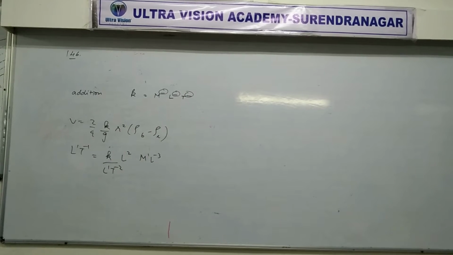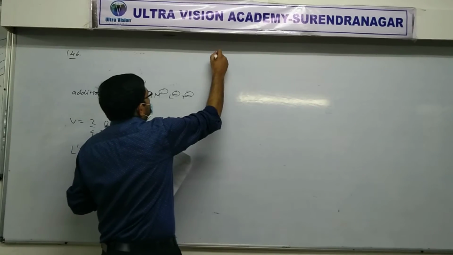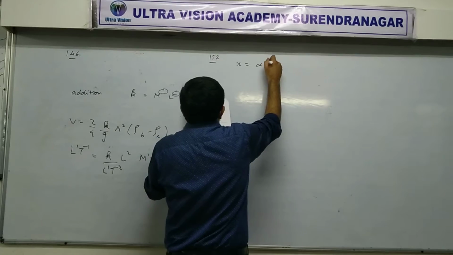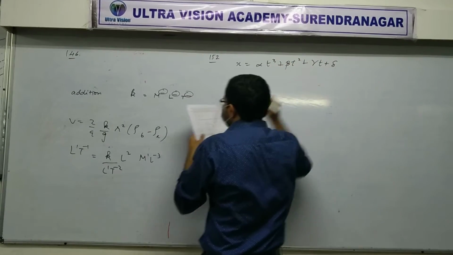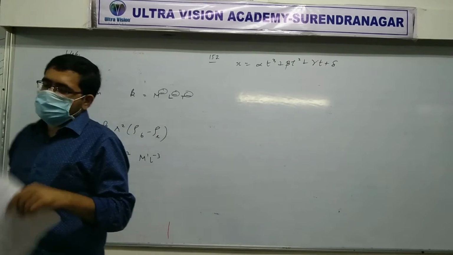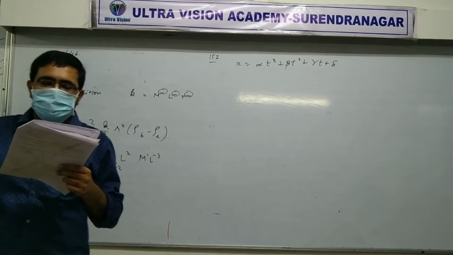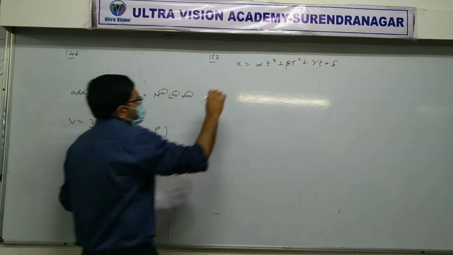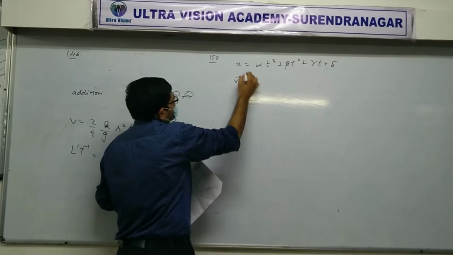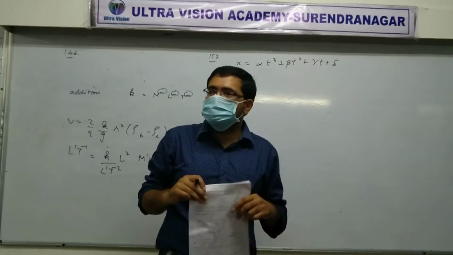152. Okay, so in 152, x is given. That is, the equation of position is given. Alright. Now we have to find the ratio of initial acceleration and initial velocity. So first of all, velocity. How do you find velocity from position?